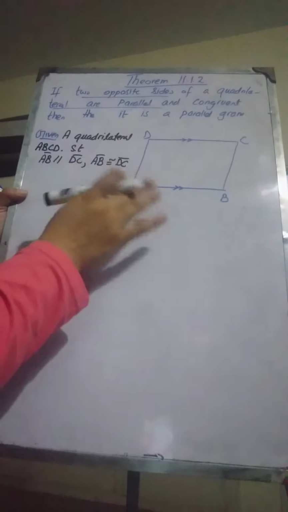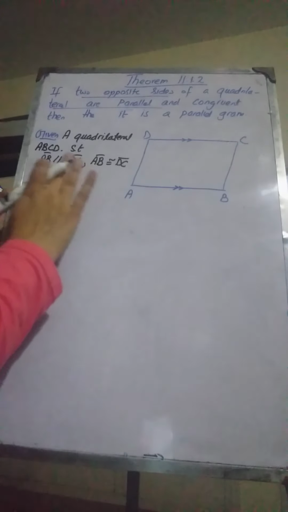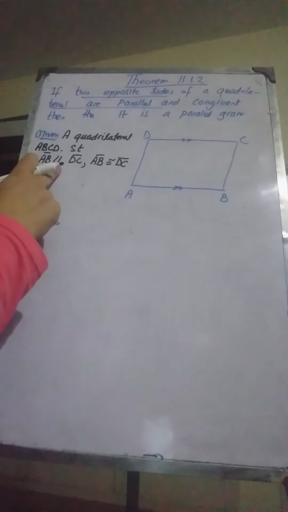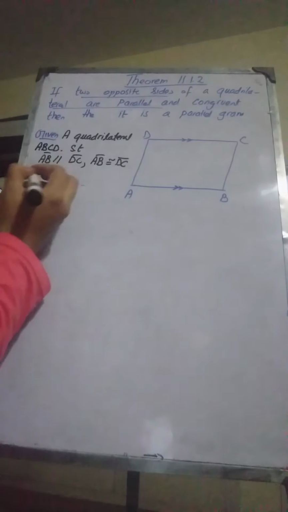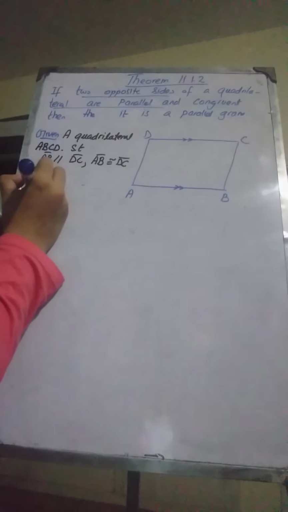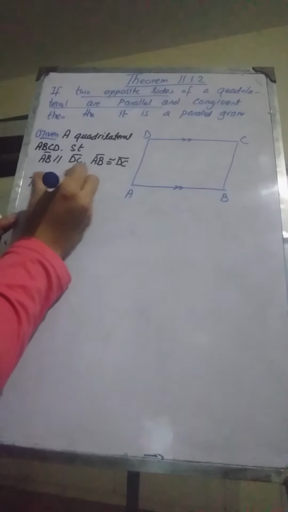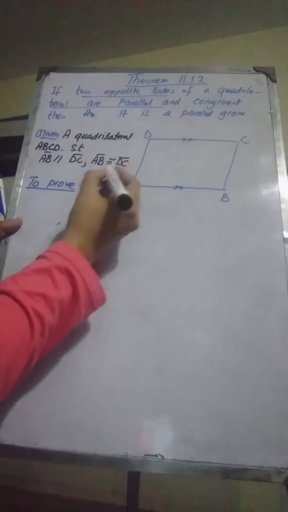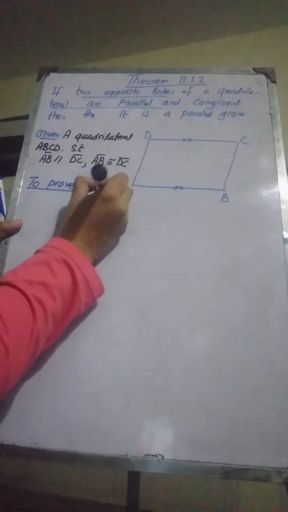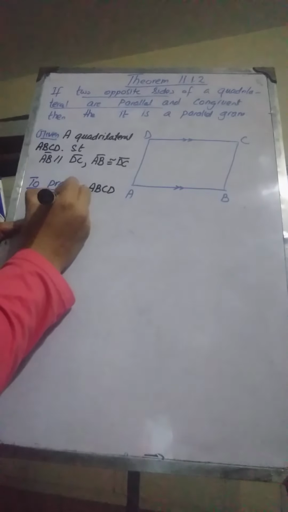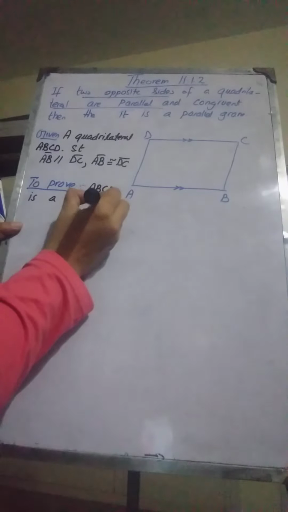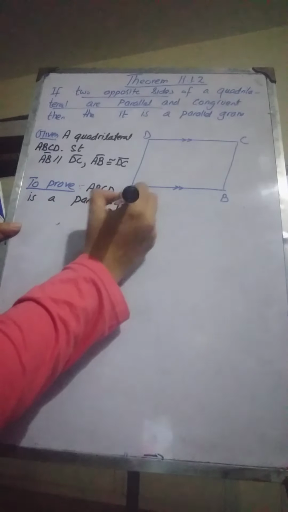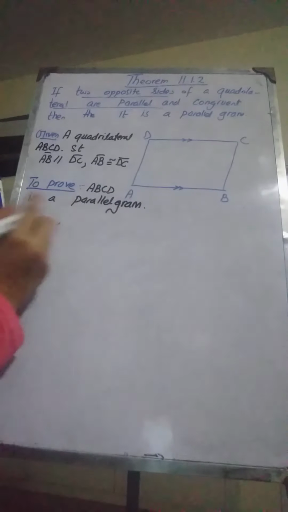If you have a four-sided figure and you have this information, that two of the opposite sides are parallel and congruent, then this forms a parallelogram. And we need to prove that this quadrilateral ABCD is a parallelogram. This is what we need to prove.